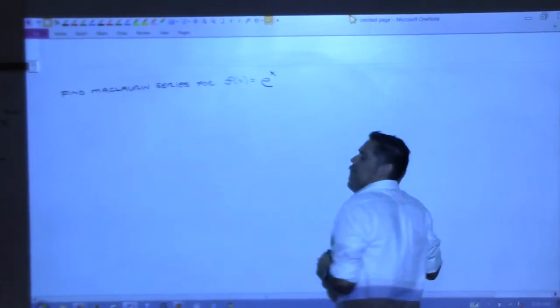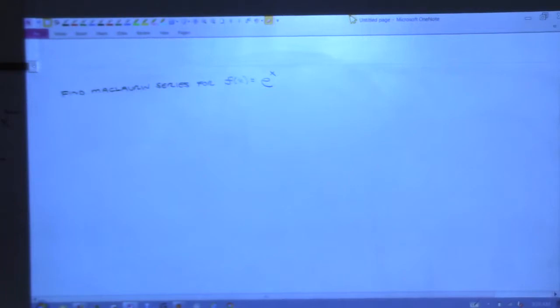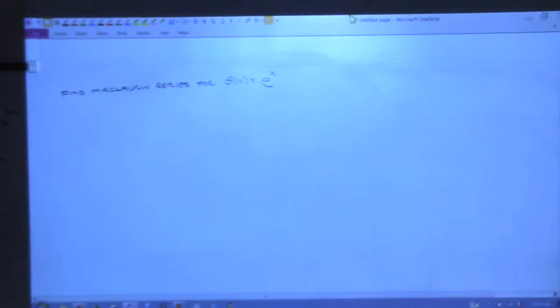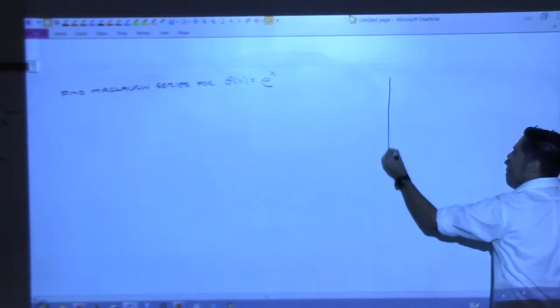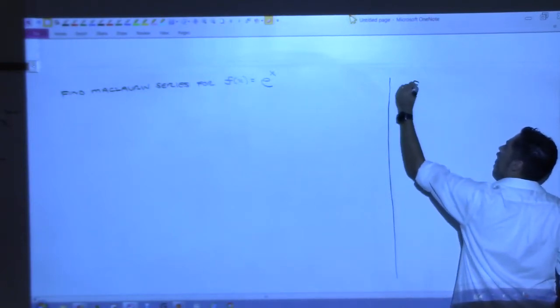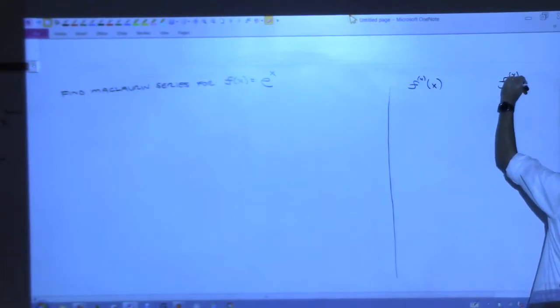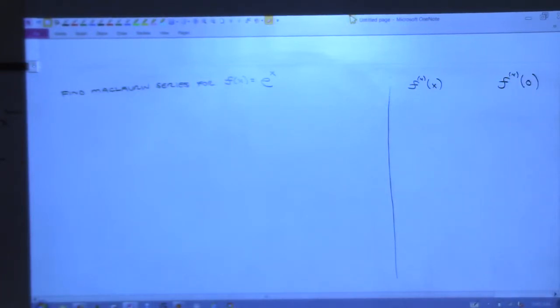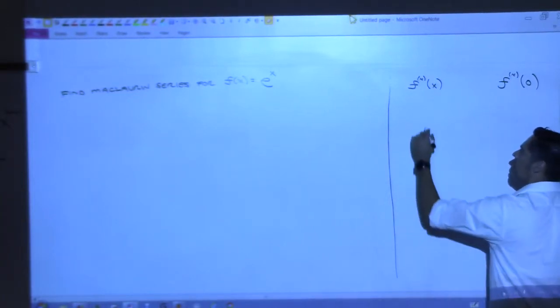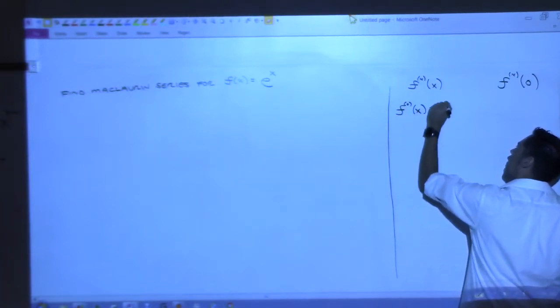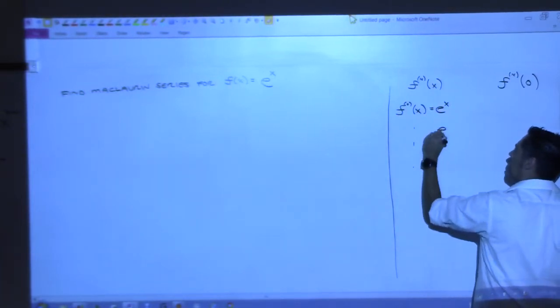E to the x. Maclaurin series for e to the x. So I hope when you look at that and you think about it for a second, when we make this little table over here, nth derivative, and then over here the nth derivative plugging in 0 because it's Maclaurin, that the derivatives are going to be nice, aren't they? I mean, they're all the same. The zeroth derivative of this function at x is just e to the x. And every single one of these is e to the x.